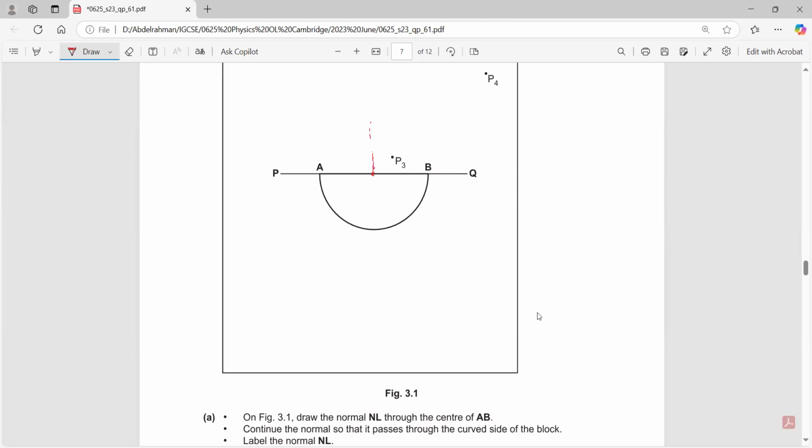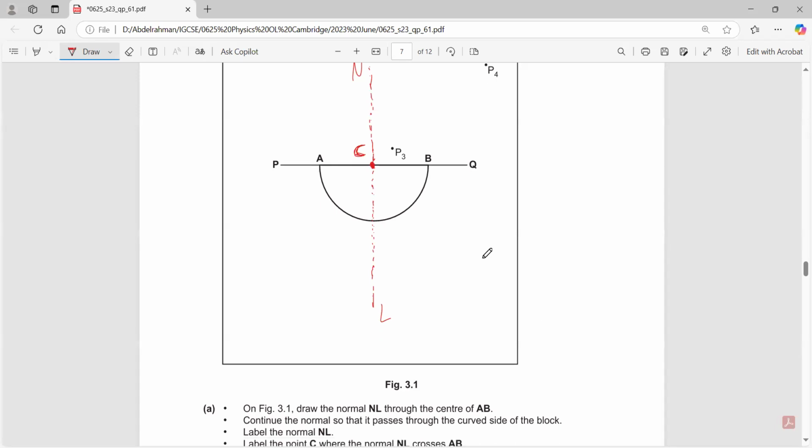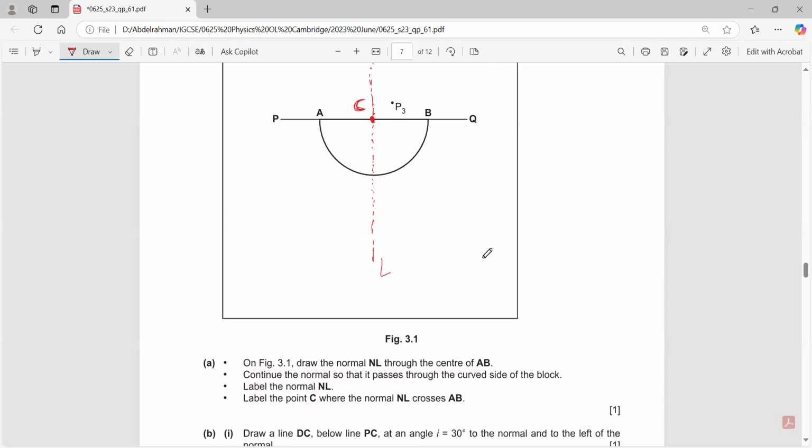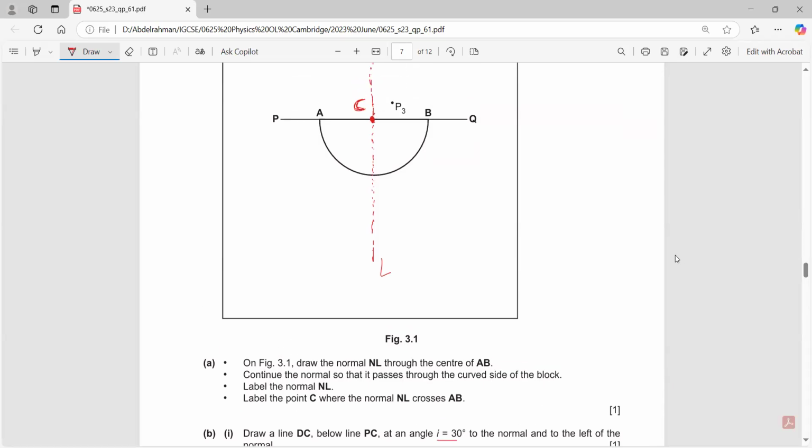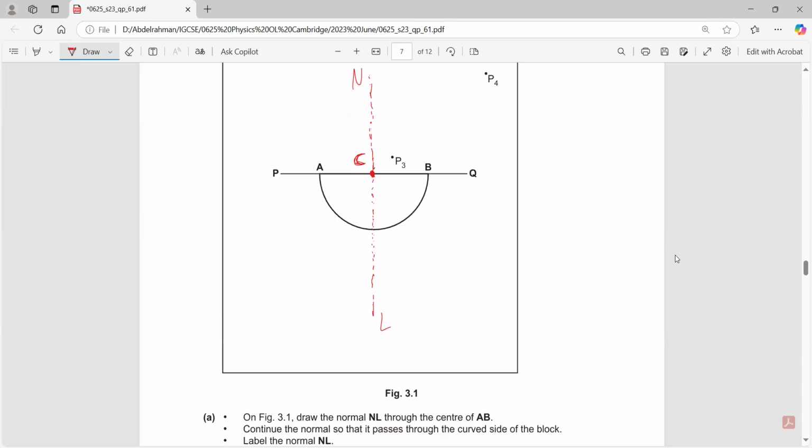The normal line has to be perpendicular, above AB and below the semicircular block. This is normal N and L. The point where it crosses AB is called C. Draw a line PC below the normal, at an angle of 30 degrees to the normal and to the left of the normal.